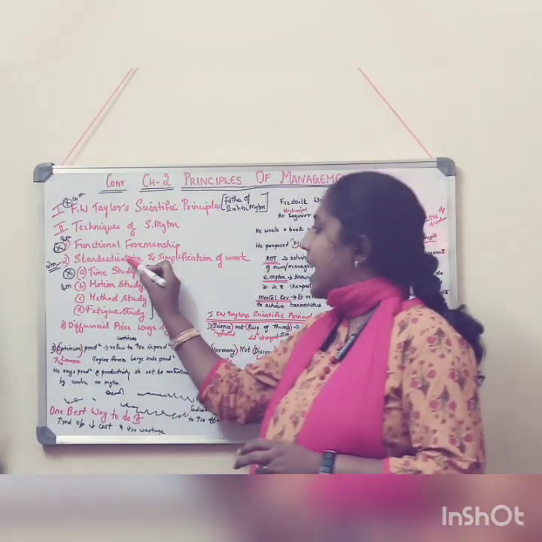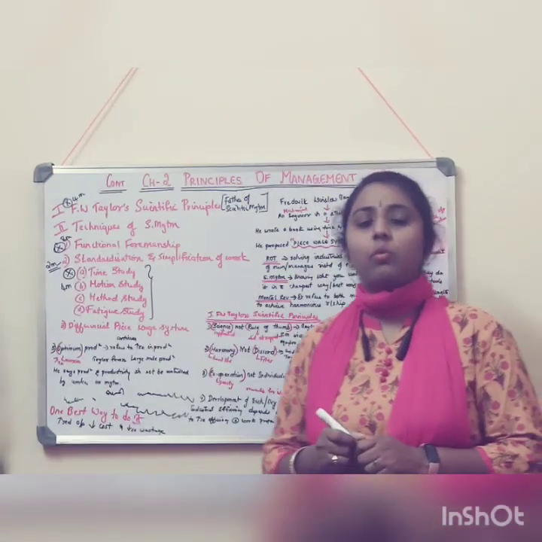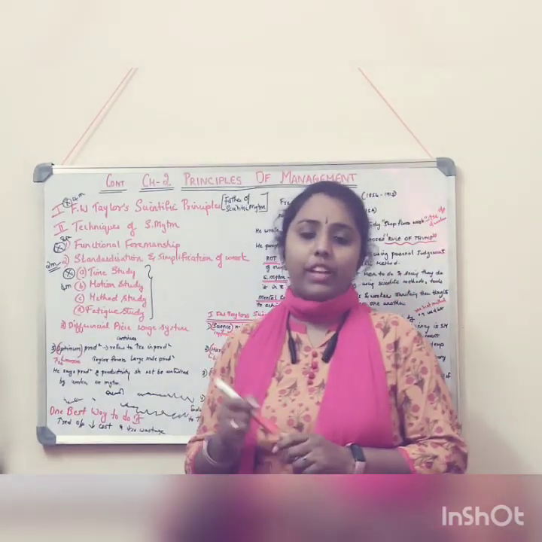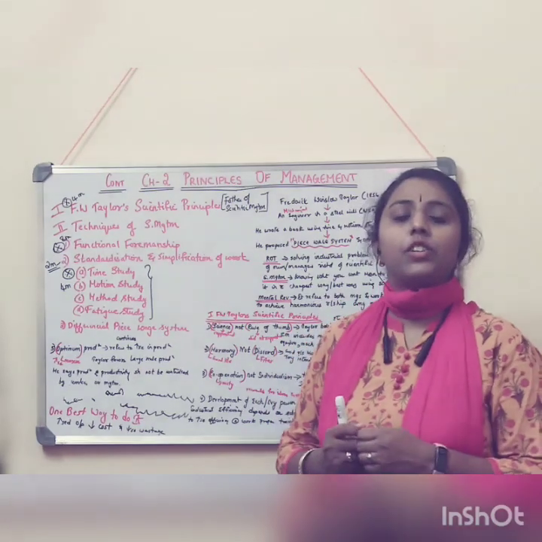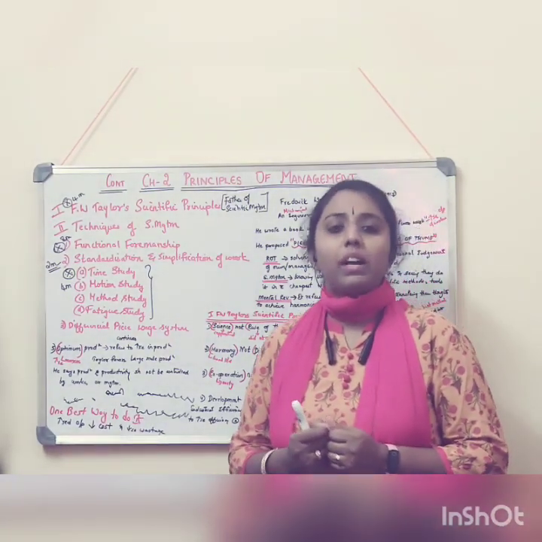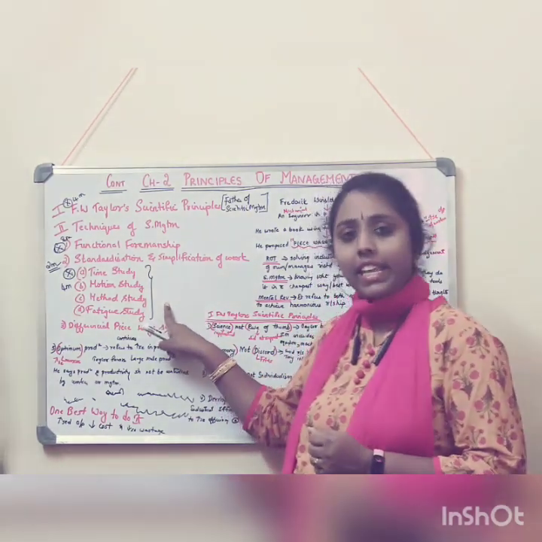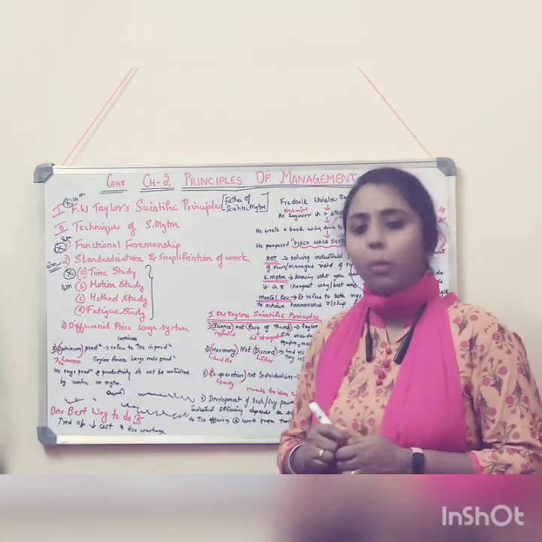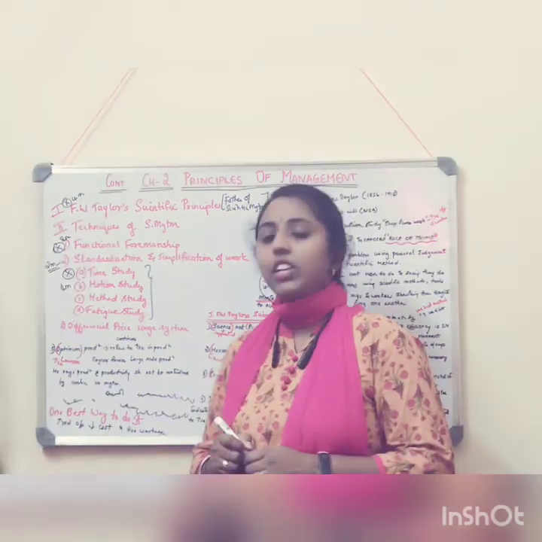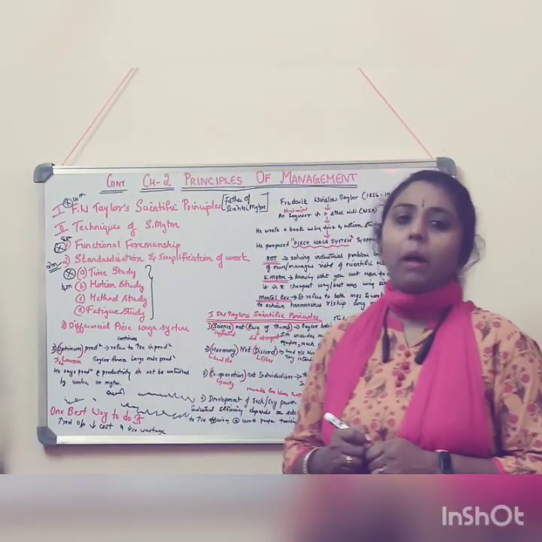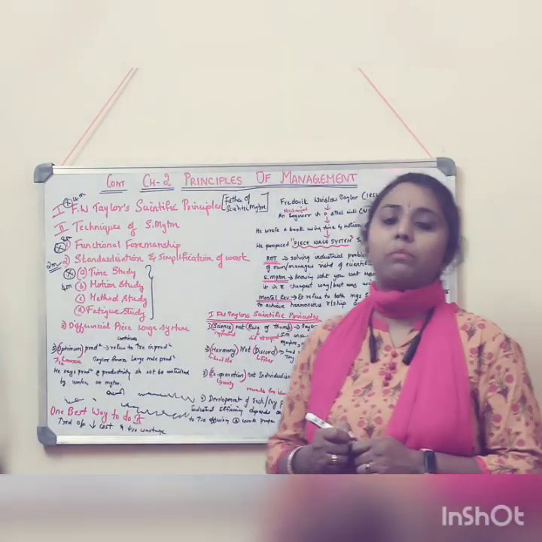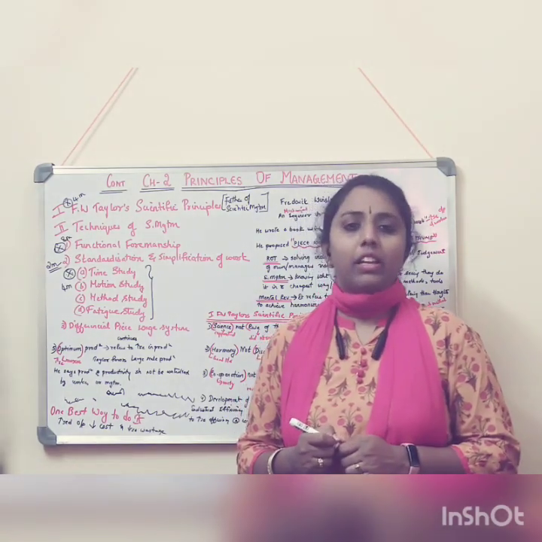So for standardization and simplification of work, they'll ask you the meaning of it. Differentiate between standardization and simplification of work will come for a 2 marker. But the various study techniques will come for a 4 marker. Then the last one, differential piece wage system, may come or may not come, but it's always better that you study the meaning, to be on the safer side.